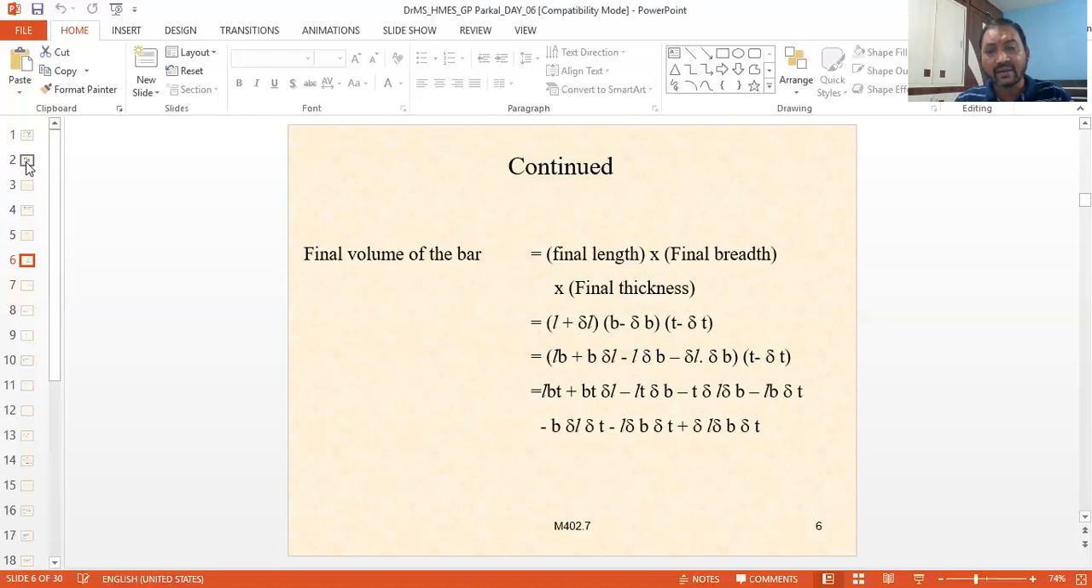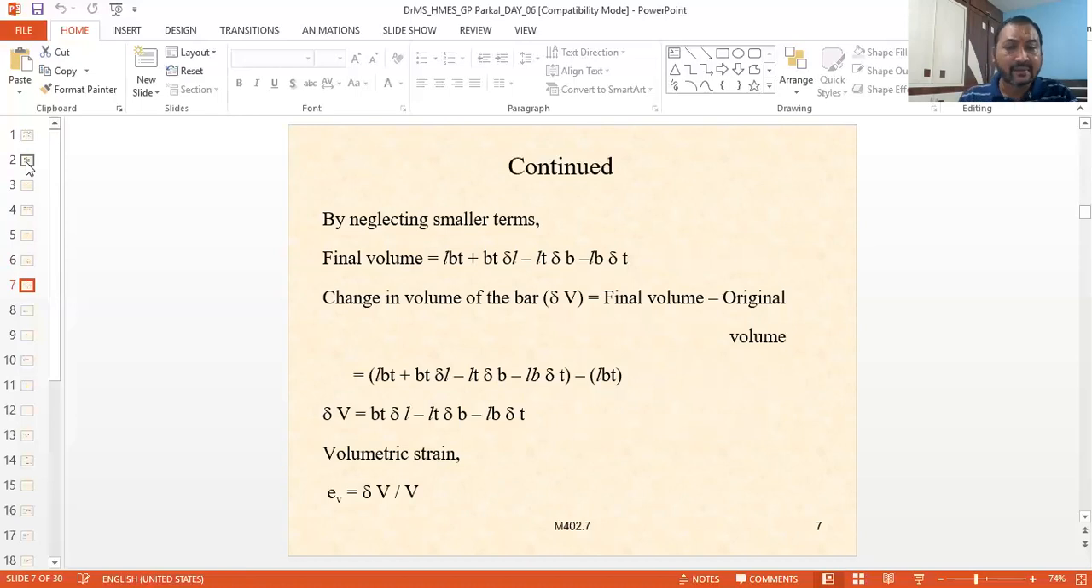T into delta L into delta B minus LB into delta T minus B into delta L into delta T minus B into delta B into delta T plus delta L into delta B into delta T. Here, the equation is very complicated.